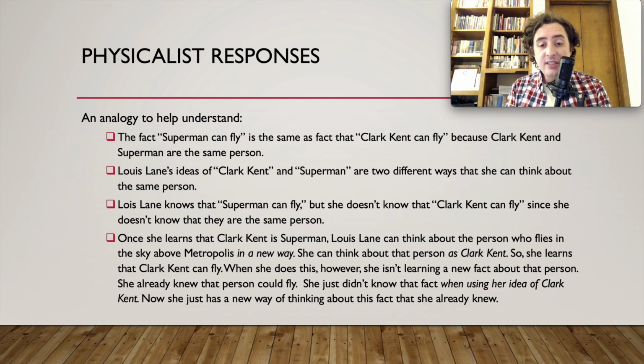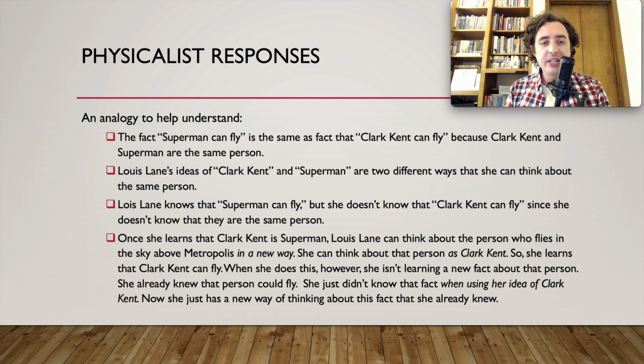But when she does that, she's not learning a new fact about that person. She already knew that that person could fly. She just didn't know it when she was using her idea of Clark Kent. She only knew that fact when she used the idea Superman. And so now, by learning that Clark Kent is Superman, she merely gains a new way to think about this old fact that she already knew.